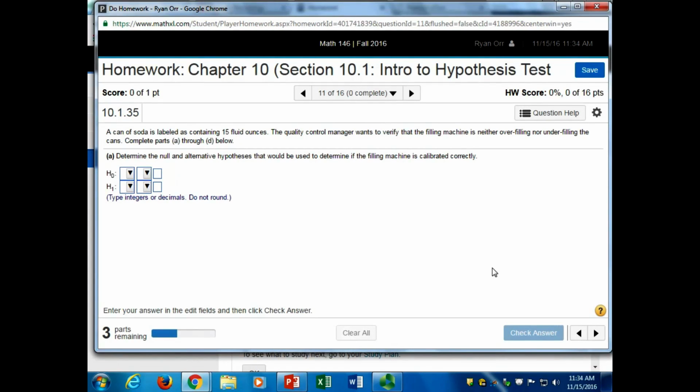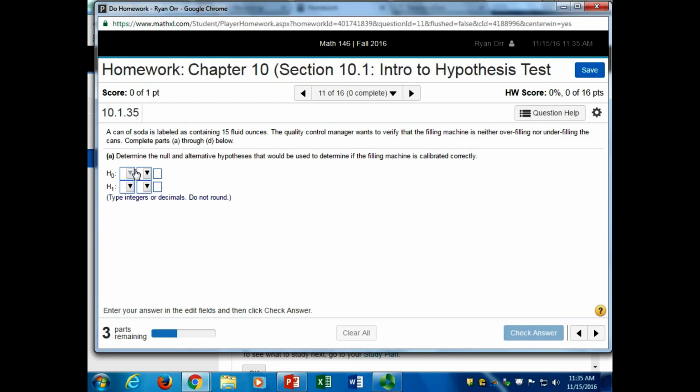Because if you're overfilling it, what's the problem? You're losing money, right? Because you're putting more in there than you need to. If you're underfilling it, what's the problem? What's the bigger problem if you're underfilling your cans? Customers? Yeah, you're lying to your customers about what they're getting. So you don't want to overfill because you lose money, and you don't want to underfill because then you're falsely advertising the size.